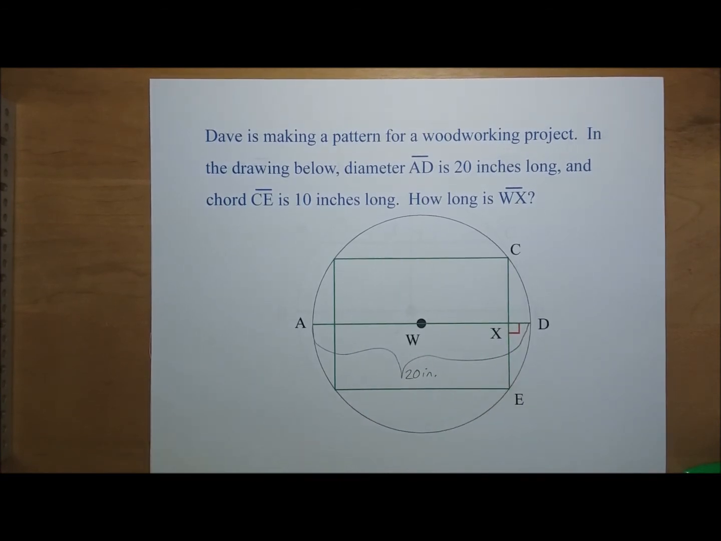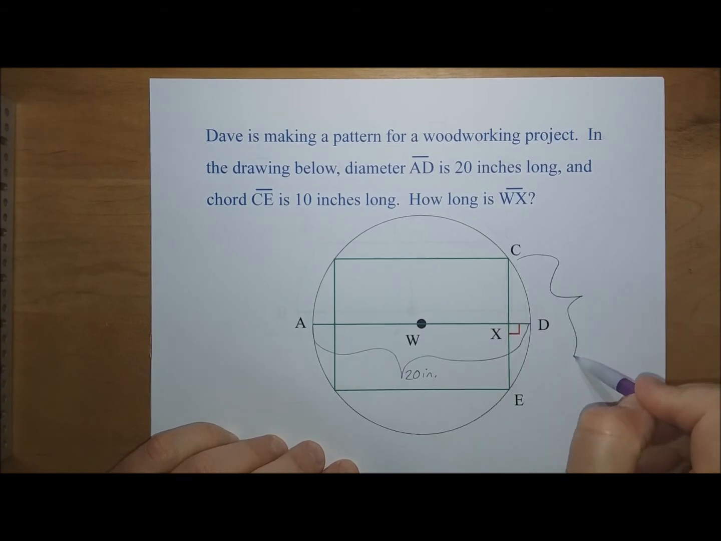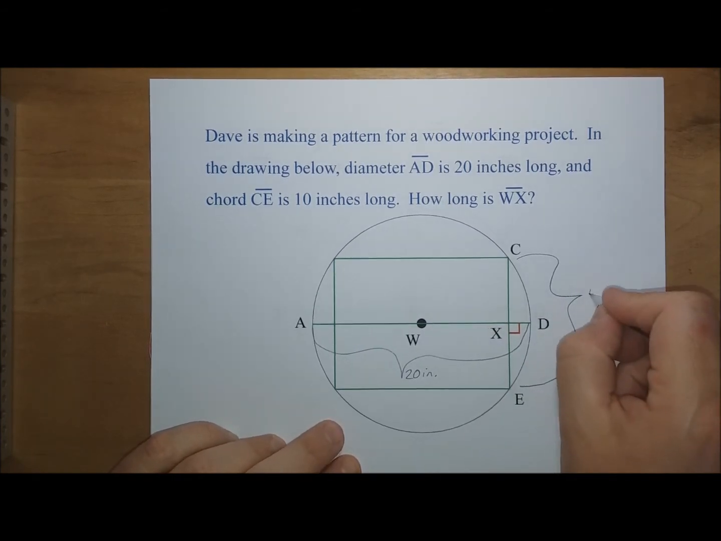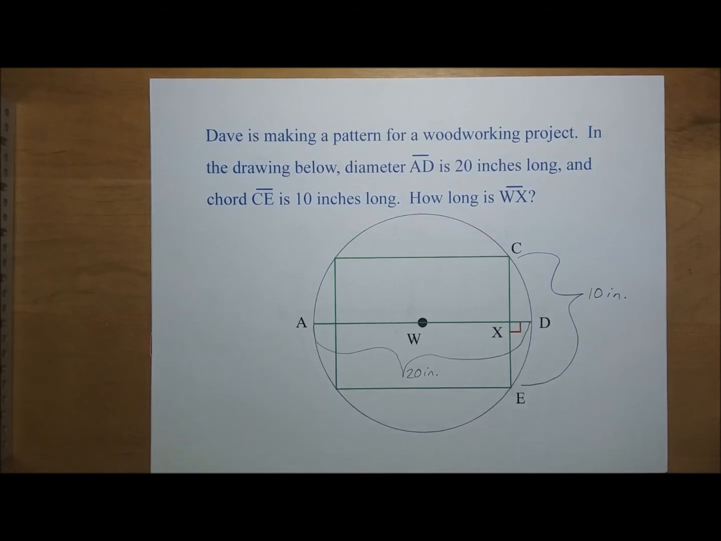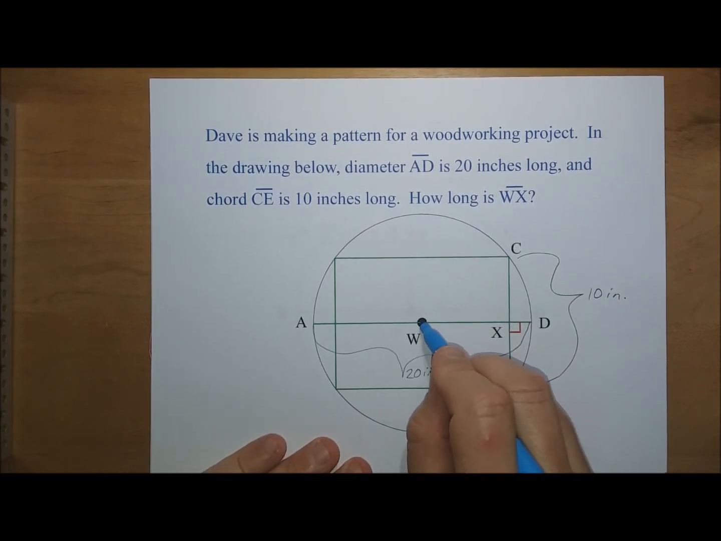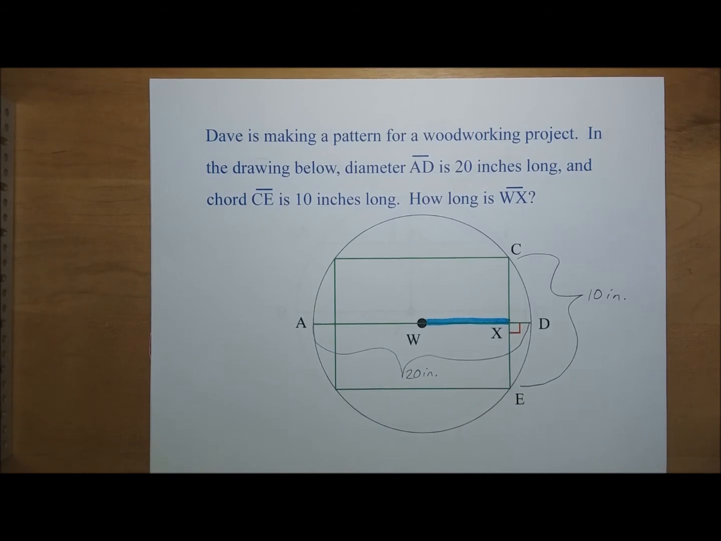Good. And chord CE is 10 inches long. So this chord is 10 inches long. Good. How long is WX? All right, I got a green line on the paper, so I'm going to highlight in blue here. We want to know WX. Oh, this is interesting. All right, how are we going to find this?